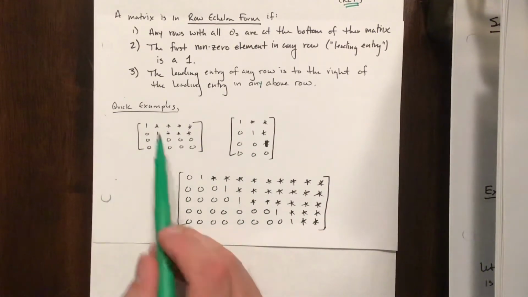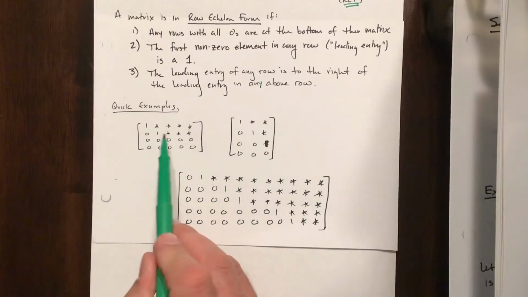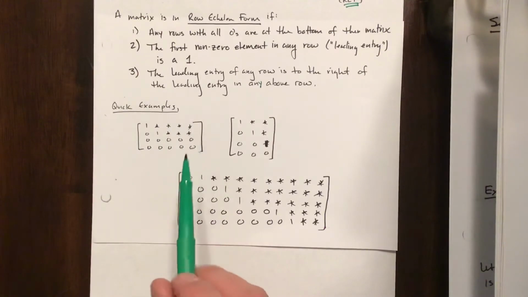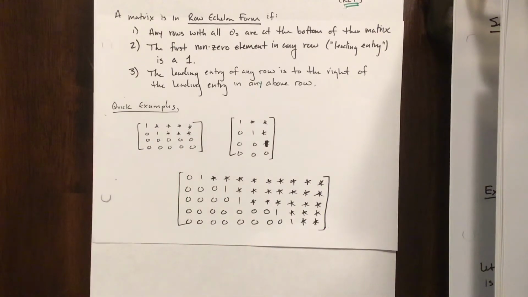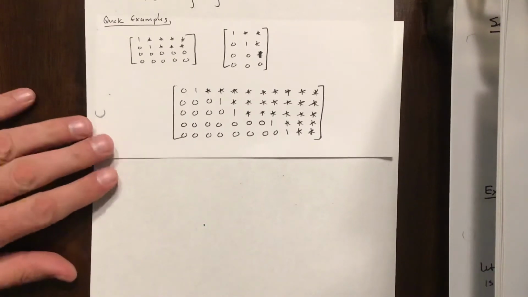What are these stars representing? These stars are representing any number you wish. So really the things that we're looking at are 1s and 0s as leading entries and rows full of zeros. But you can take any of these stars and make them 2s, 3s, 4s, 5s, 1s, or 0s. Doesn't matter to me. Okay, last one, complicated, but really not.